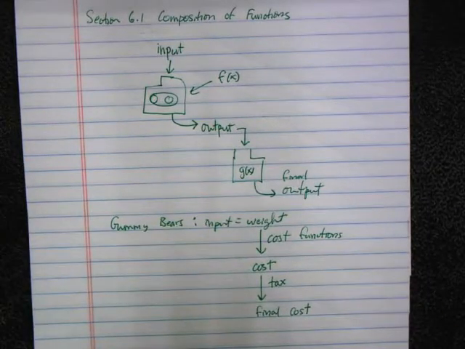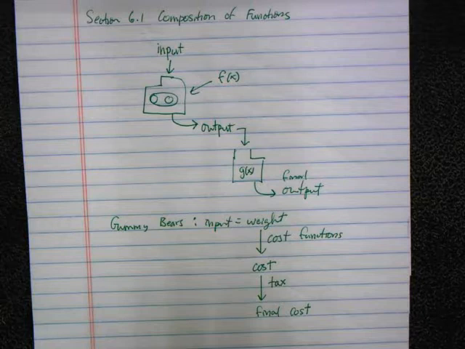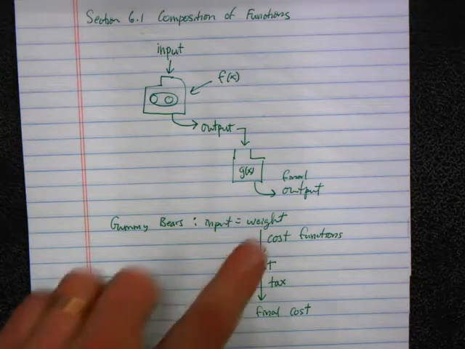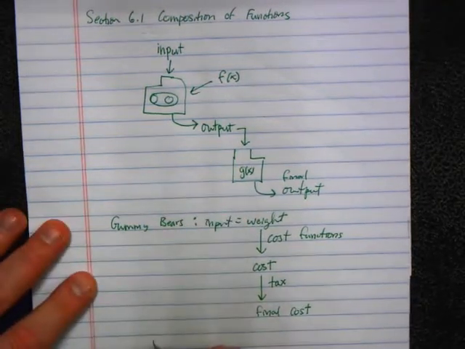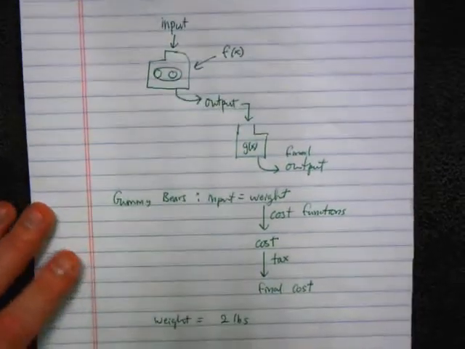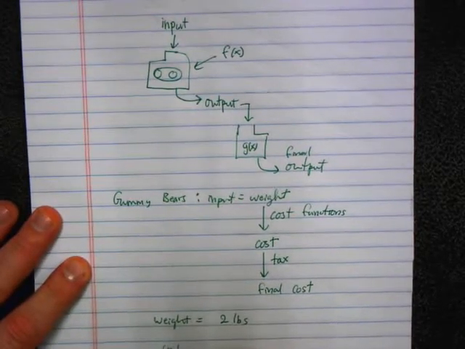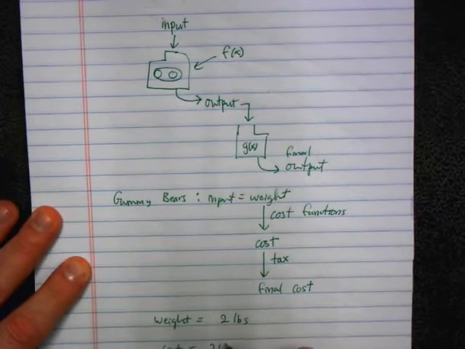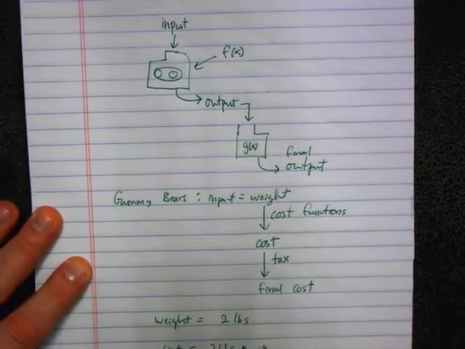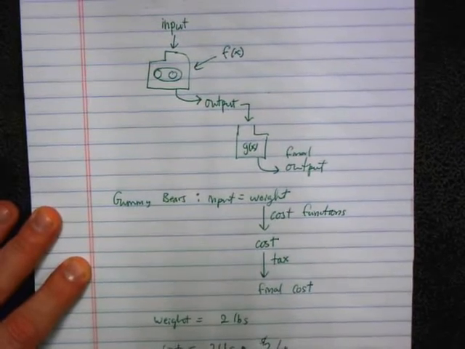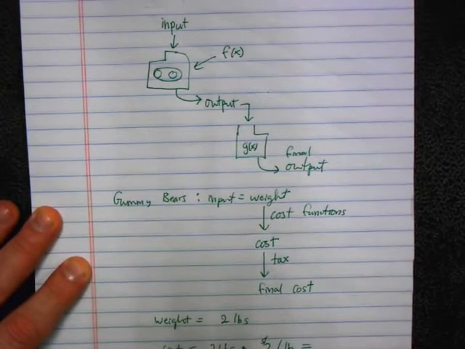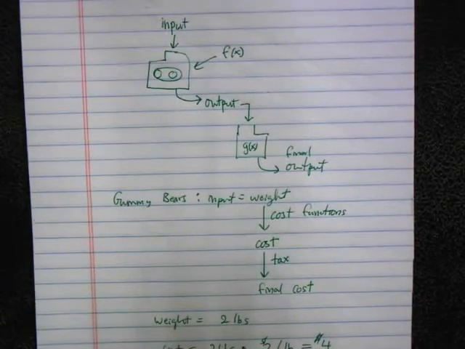And so then you get your final cost. And that all happens so very, very quickly and so very naturally that you don't even think about it. You've never in your life probably thought of that as being a composition of functions. But that's really what it is. They take the weight. Let's say our weight is 2 pounds. And then they take the cost. To get the cost, they take the 2 pounds and they multiply it by, let's say it's $2 per pound, which would mean your cost is $4.